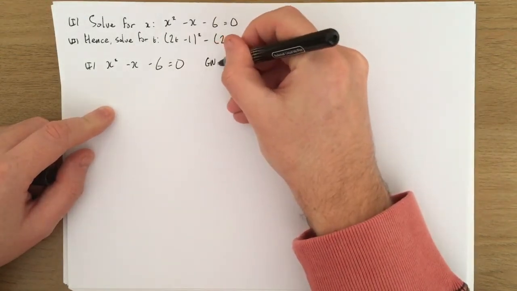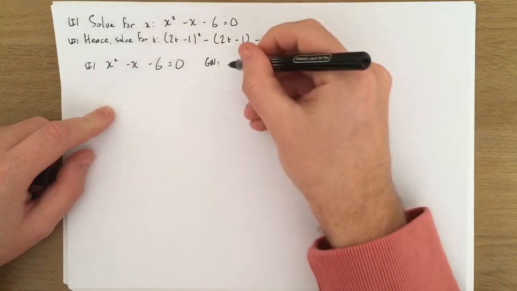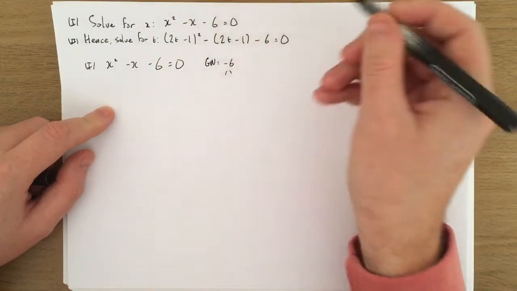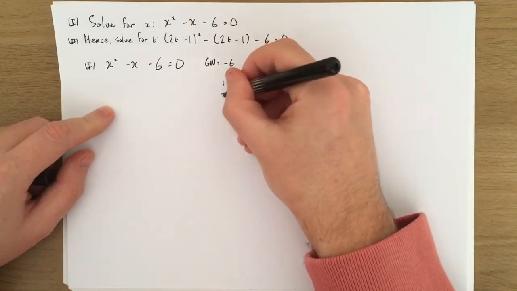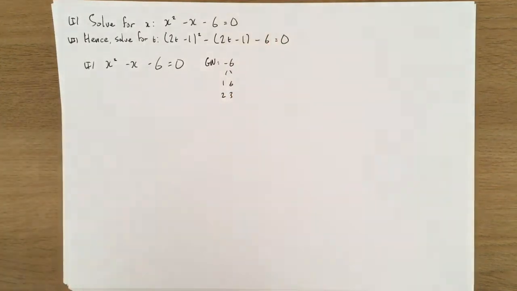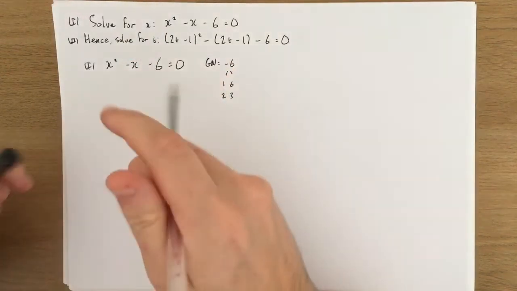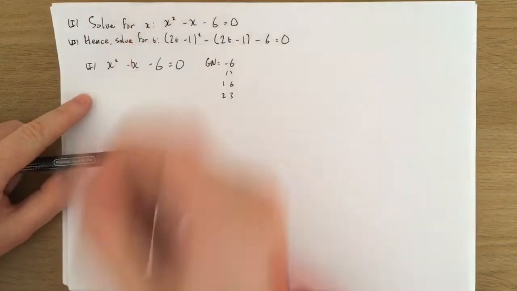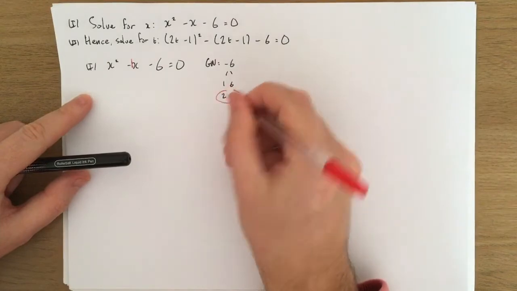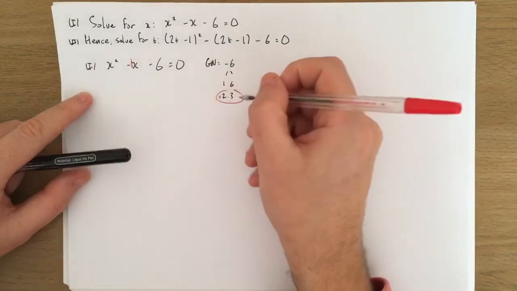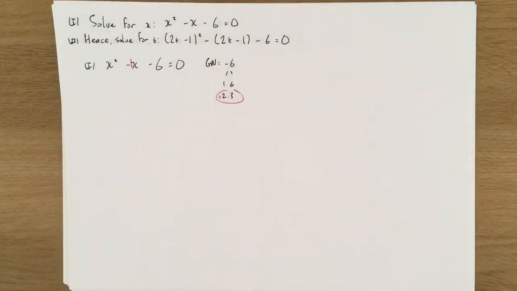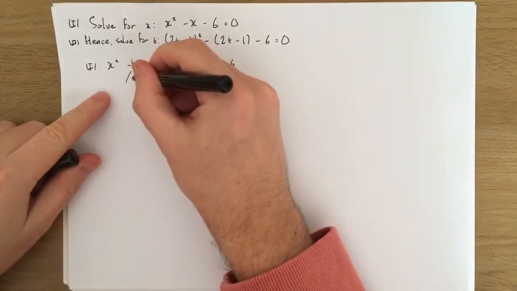I'll just do guide number very quickly. So my guide number here is minus 6. Just write down the factors of 6, 1 and 6, 2 and 3. My guide number is negative, so I'm looking for one positive and one negative factor, and I'm trying to make minus 1 here, so plus 2 and minus 3. Plus 2 multiplied by minus 3 is minus 6. 2 minus 3 is minus 1. So that's what I'm looking for.